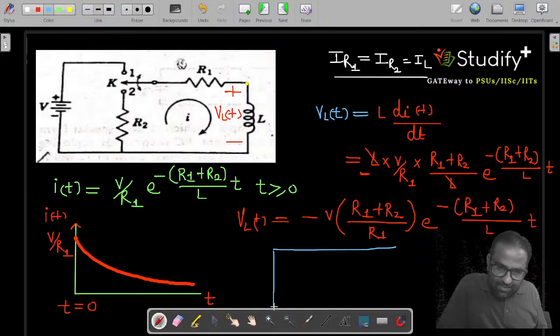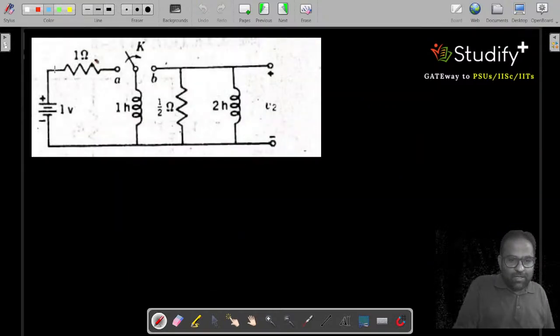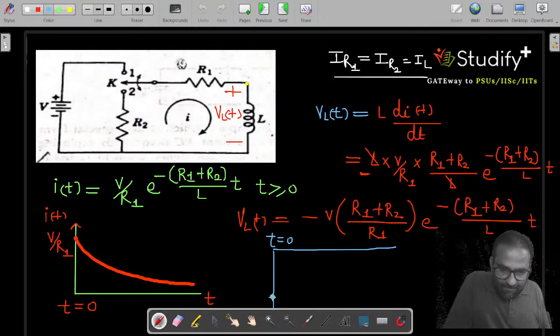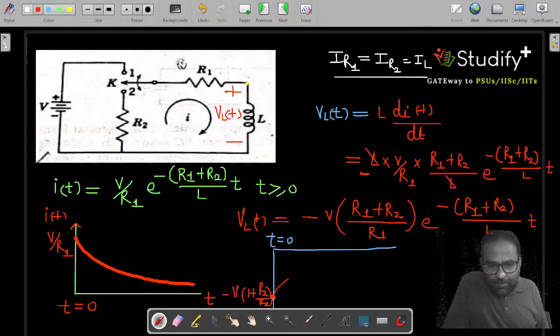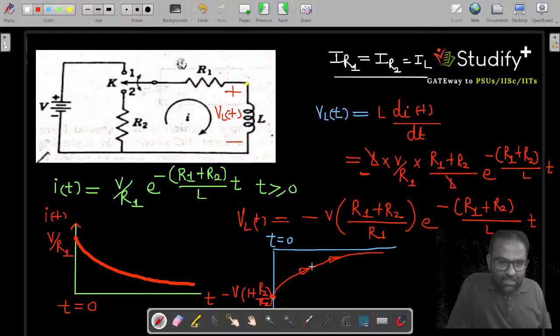If I say this is my circuit, and this point is t equal to 0, what is the voltage available here? At t equal to 0, the voltage available here is minus V times (1 plus R2 by R1). And at t equal to infinity, this voltage will be 0. This is the waveform of voltage across the inductor, and that is the waveform of current across the inductor.